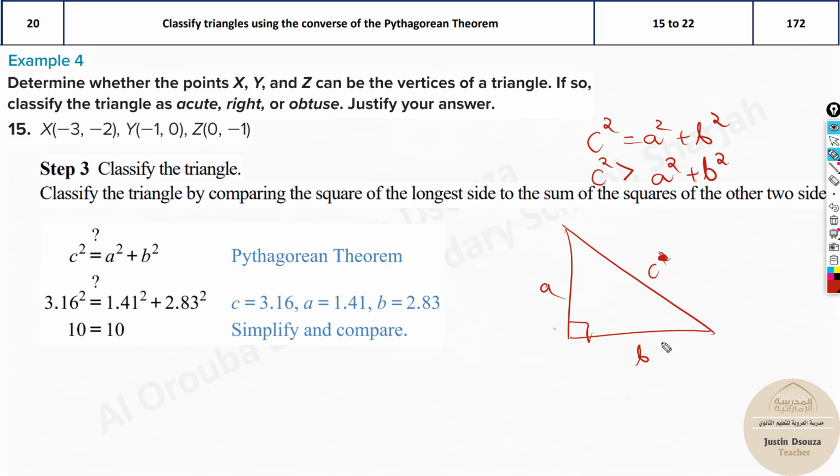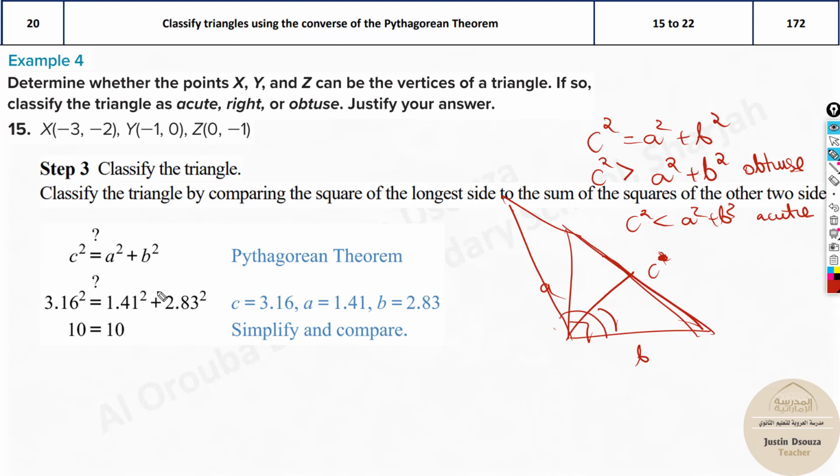Now, what if you add the squares of these both and the c square value is greater than that? The hypotenuse is greater than the sum of these two, then that means this is long. So it will be more than 90 degrees. It's an obtuse angle. Whereas if c square is less than a square plus b square, the hypotenuse is smaller, then this would be acute, less than 90 degrees, it is acute.